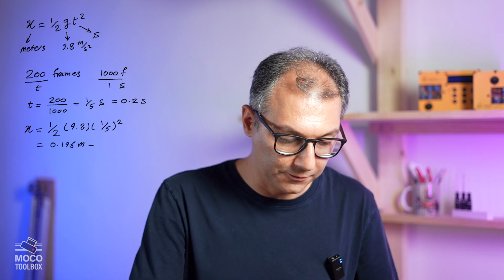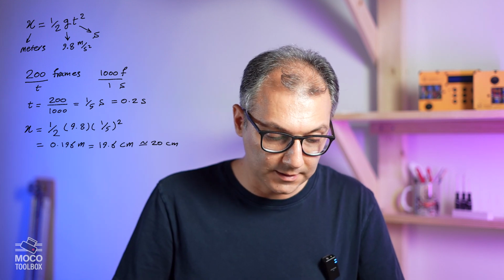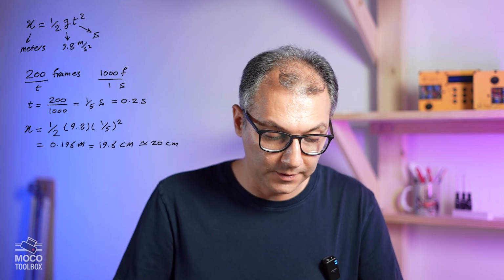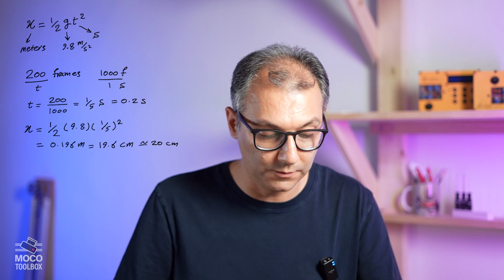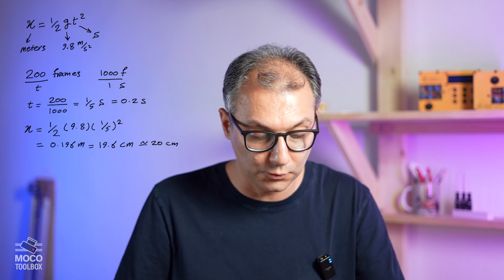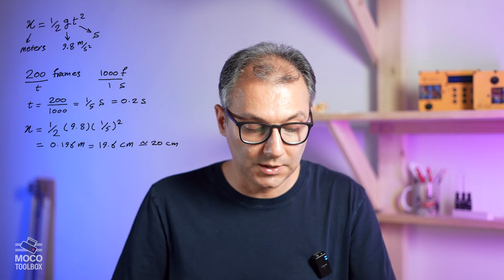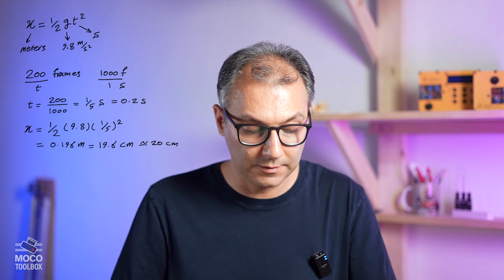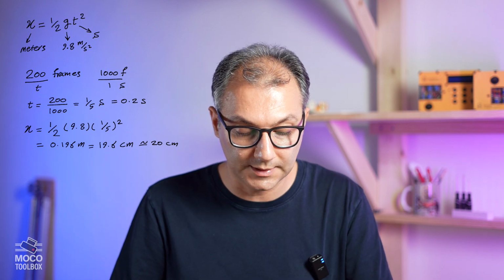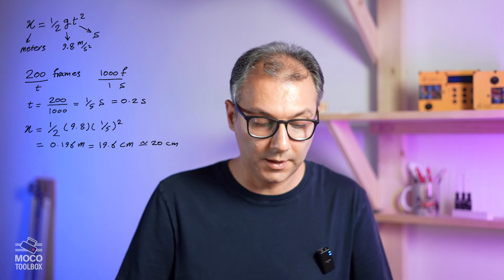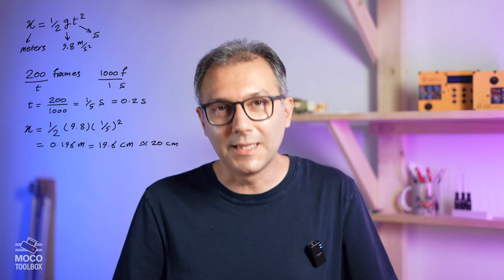Through these numbers in the formula, we have x equals 1/2 multiplied by 9.8 multiplied by time squared, which is 1/5 of a second squared, which gives us 0.196 meters, which equals 19.6 centimeters or 196 millimeters.